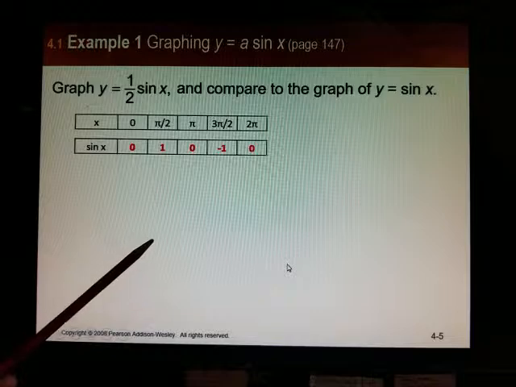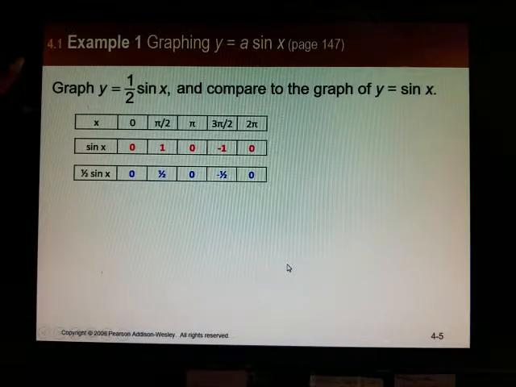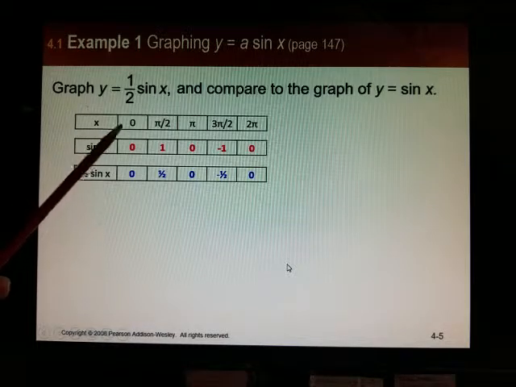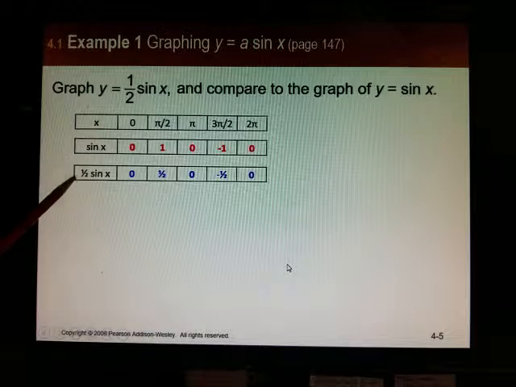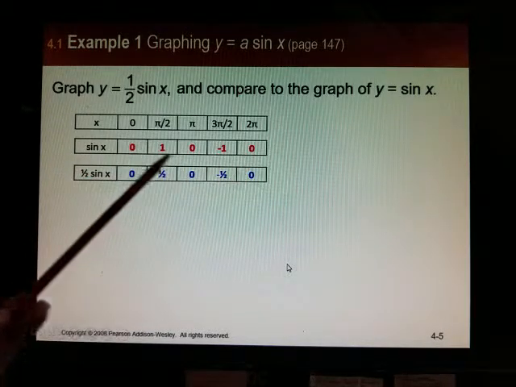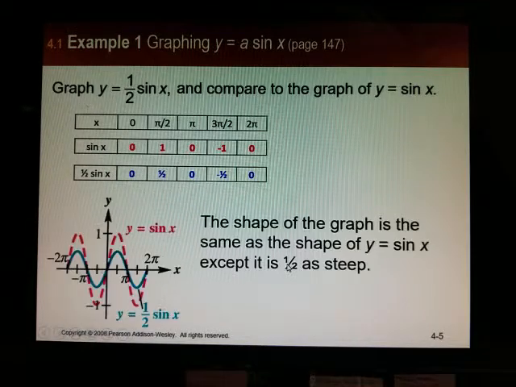Then the y value is 0. Then the y value is negative 1. Then it is 0. So now, after we've done that, that was just plain sine of each of those radian measures. We had a coefficient of 1/2 out front, so that's going to be that vertical stretch. So we take a half of every single one of these answers, so it's 0, 1/2, 0, negative 1/2, and 0. So the original sine graph is here in pink.